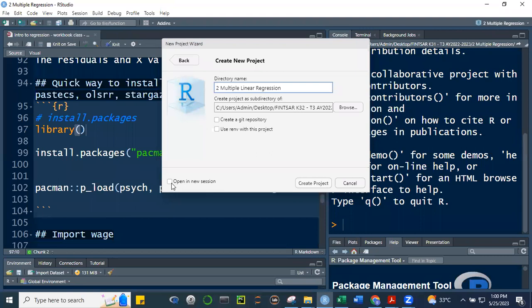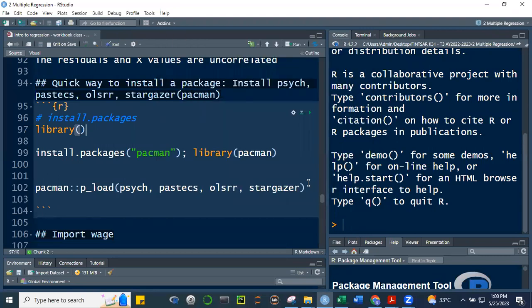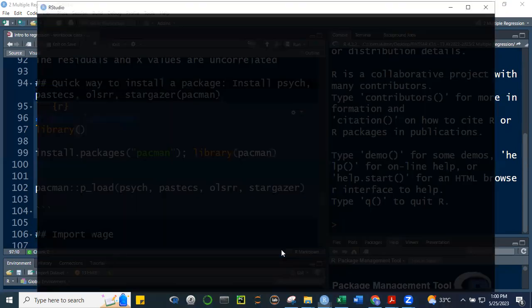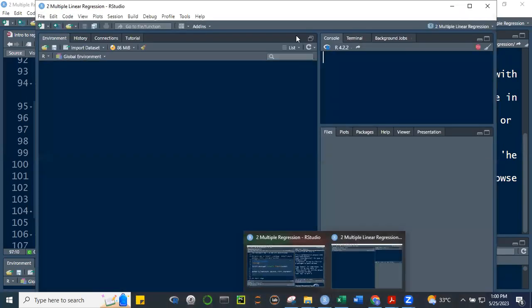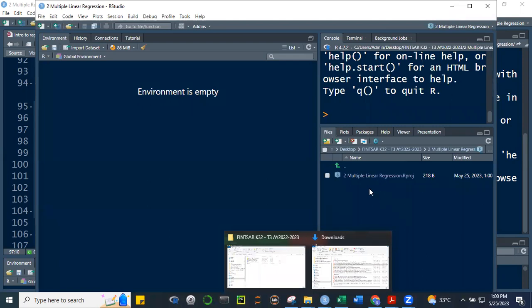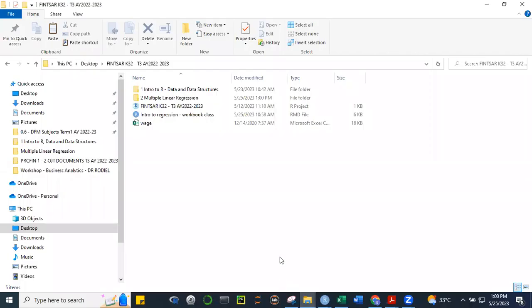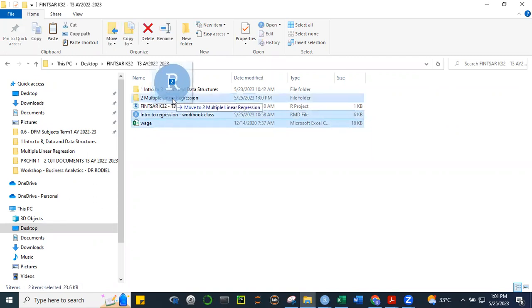Okay, open a new session, and then create project. So it will now open a new R. All right. Okay, and when you look at your, so ito na yung bagong project natin, multiple linear regression R project. Of course, wala pa siyang laman na files. But please go to the file that I shared with you. Okay, yung wage data file at saka yung RMD file. And then load it to the folder multiple linear regression.